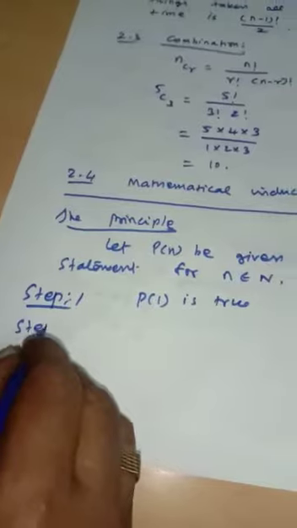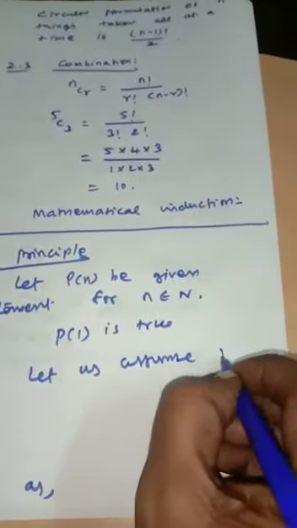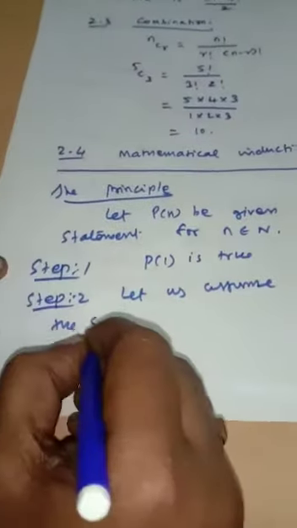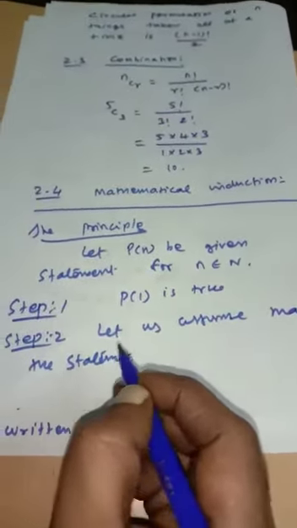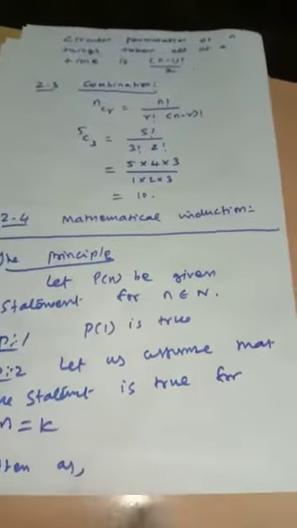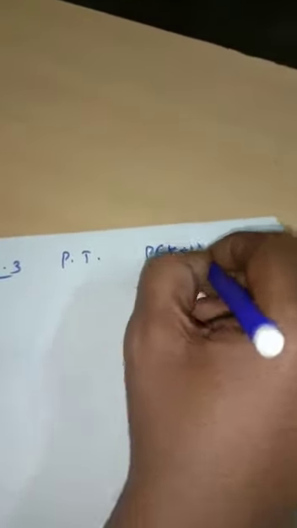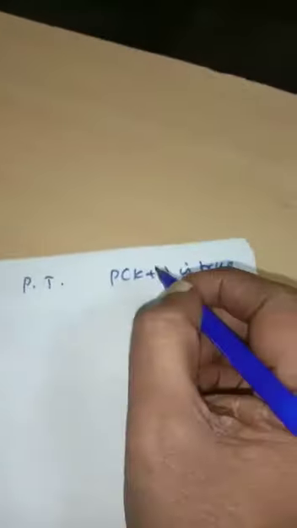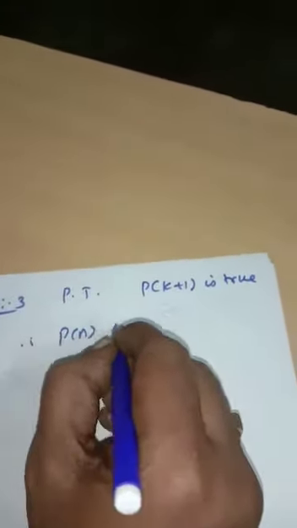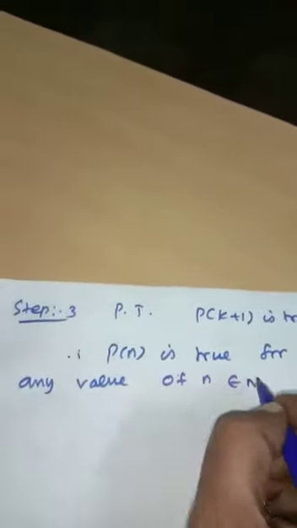Step 2: Let us assume that the statement is true for n equal to k. Step 3: Prove that P(k + 1) is true. This is the third step. Then, therefore, P(n) is true for any value of n, an element of capital N.